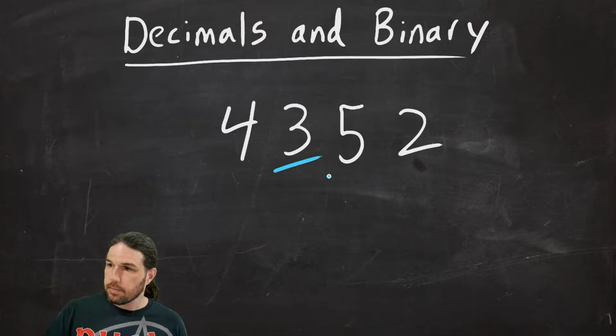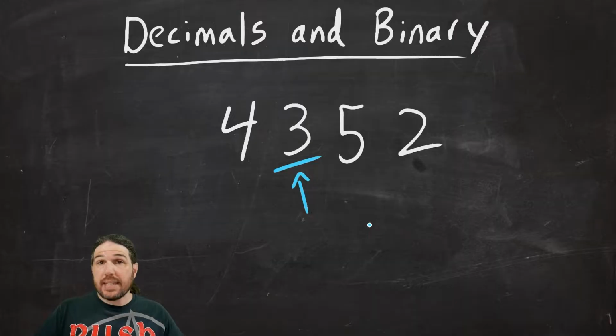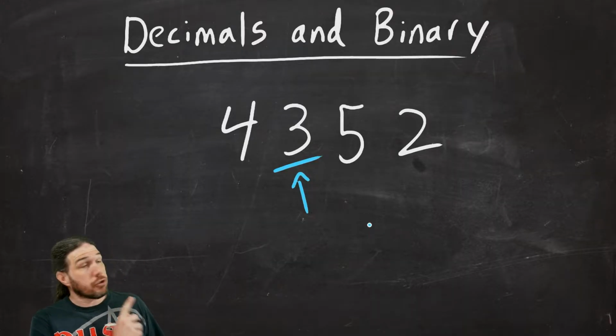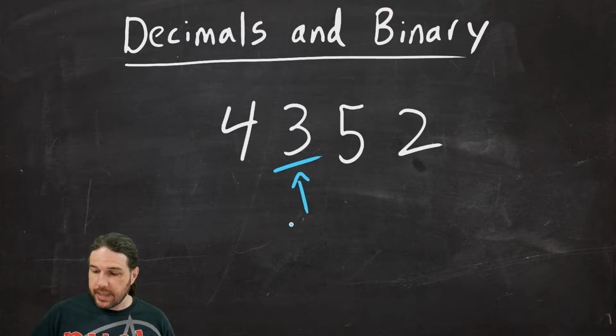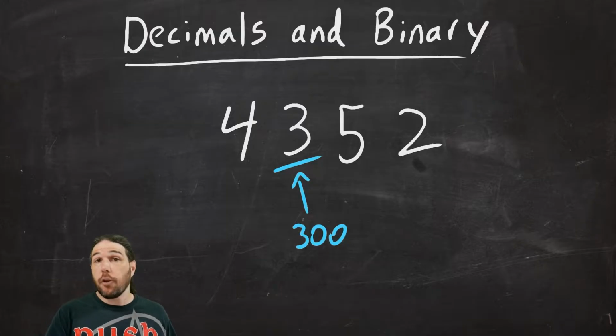This 3, we understand, isn't actually a 3, right? The space that it's in changes its value. That 3 doesn't just represent 3, it represents 300, because it is in the hundreds place.